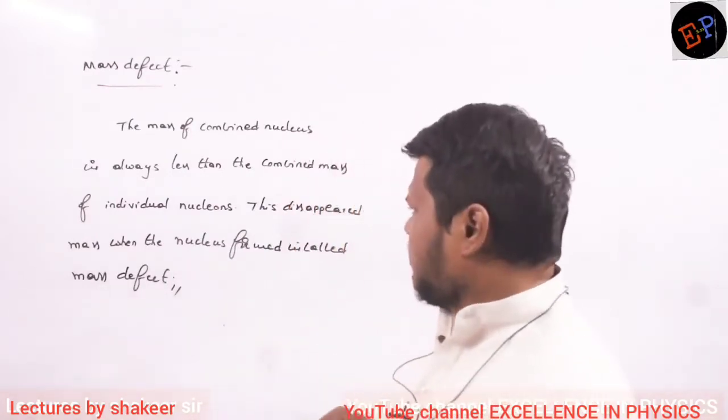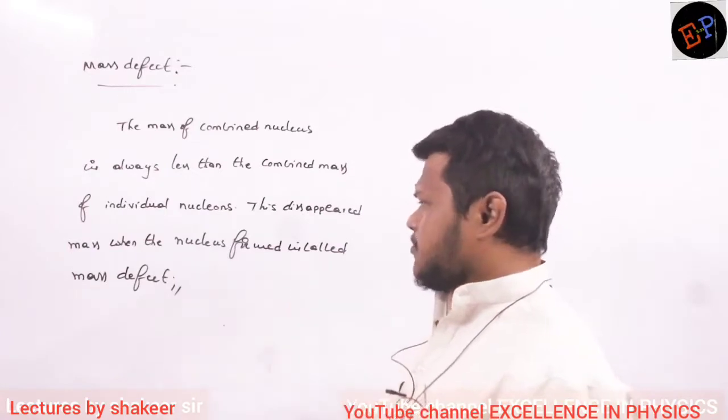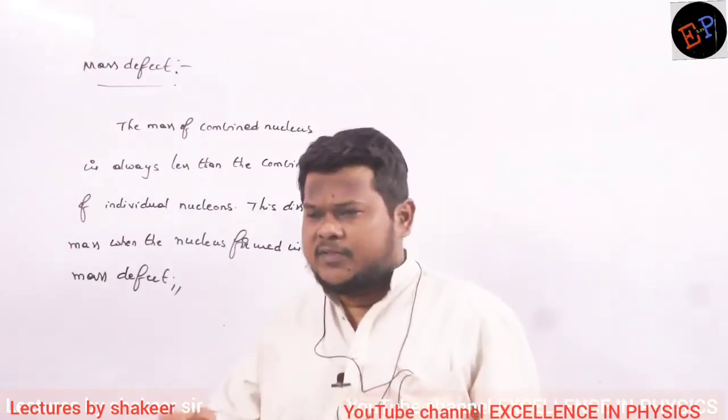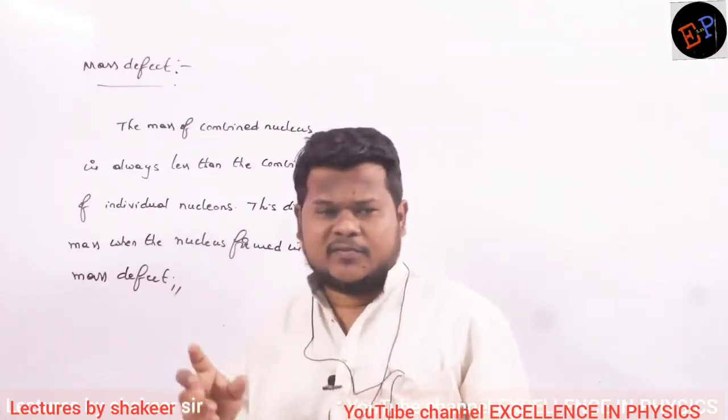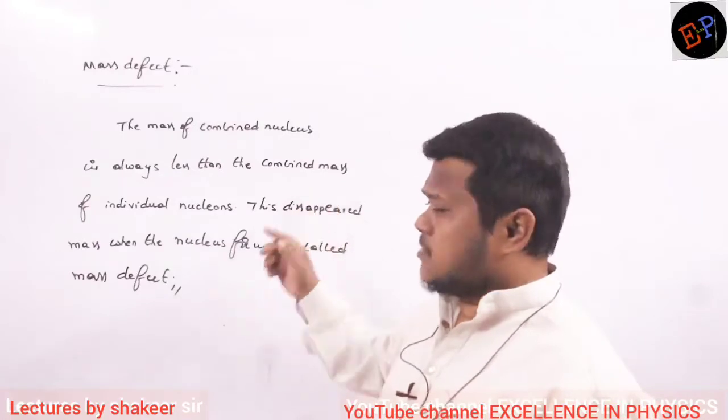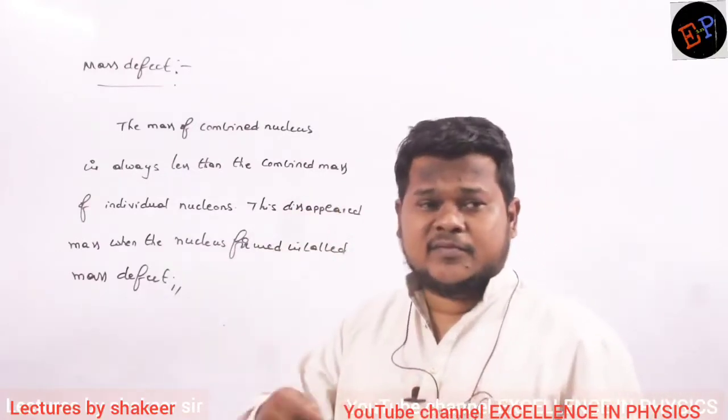Then after that, I will take the mass of individual nucleons. Protons and neutrons are called nucleons. So if I measure the combined mass of nucleus, then I see that the combined mass of nucleus is always less than if I take the mass individually.